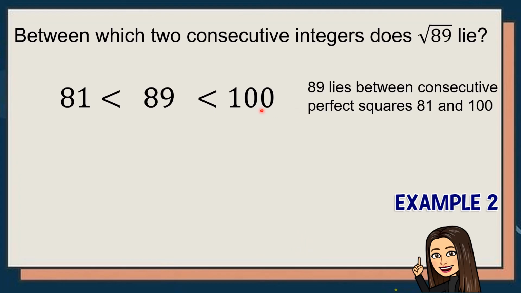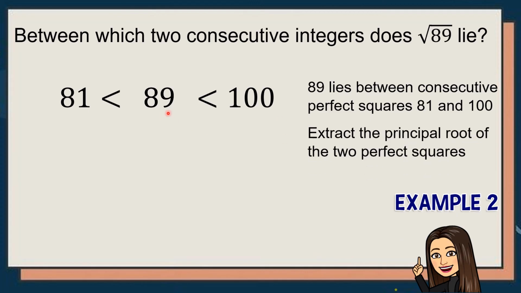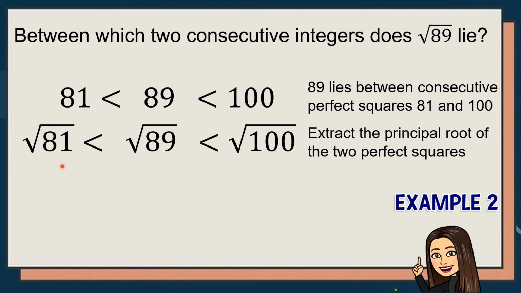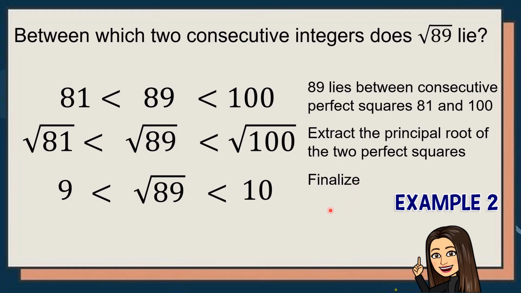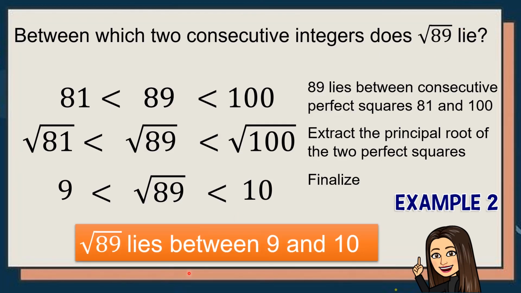We can now proceed to the next procedure by extracting the principal root of the two perfect squares. Kukuhanin po natin ang square root ng 81 and square root of 100. By extracting the principal root, the square root of 81 is equal to 9 and the square root of 100 is equal to 10. As we finalize our final answer, we may say that the square root of 89 lies between 9 and 10.